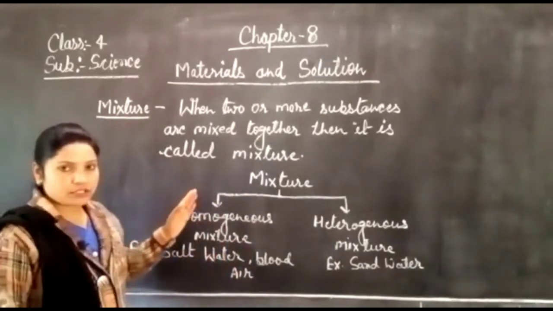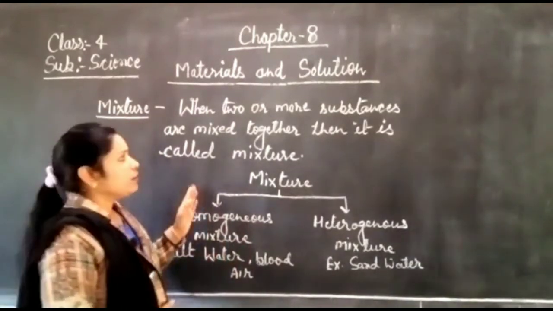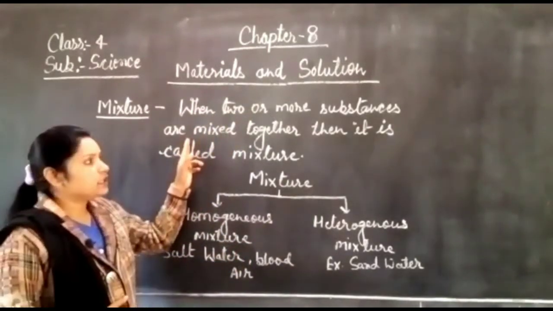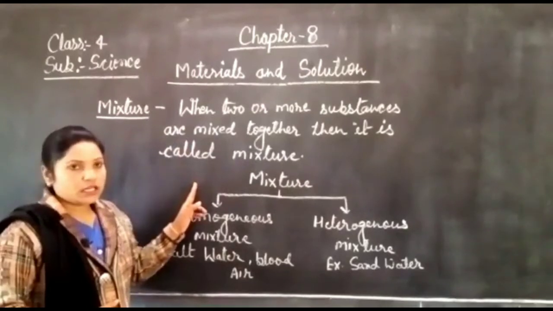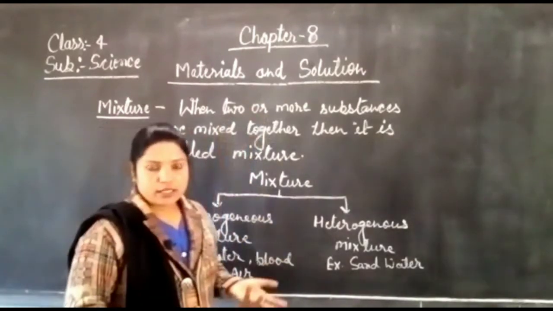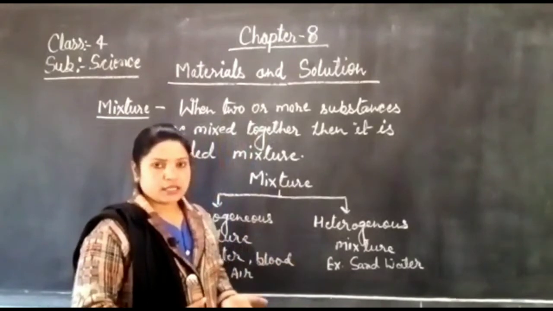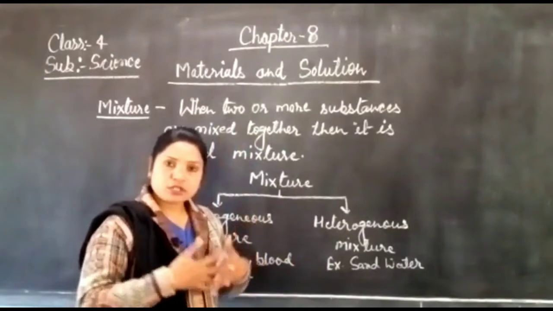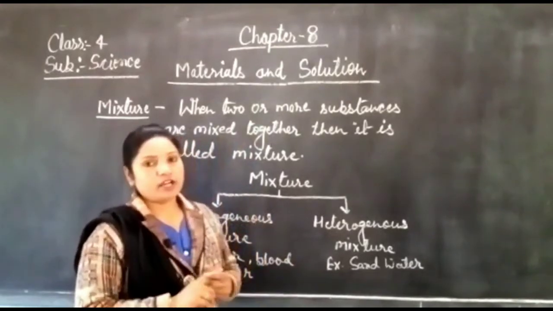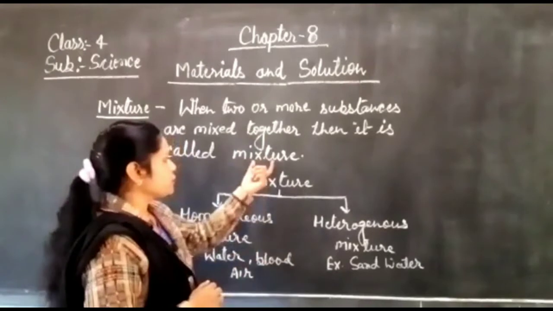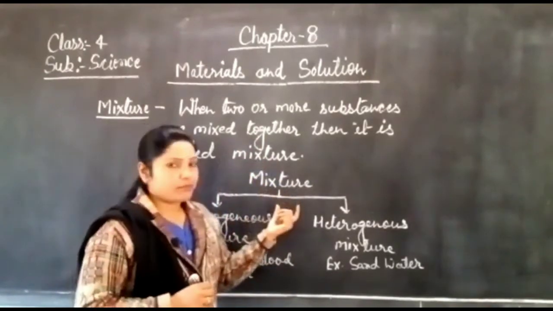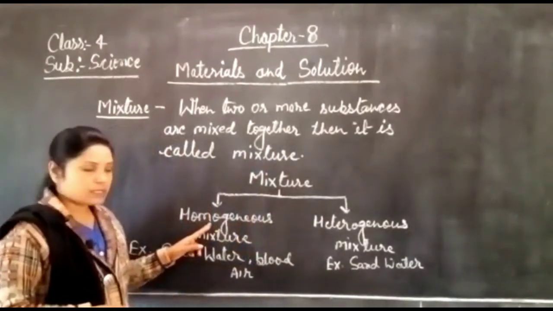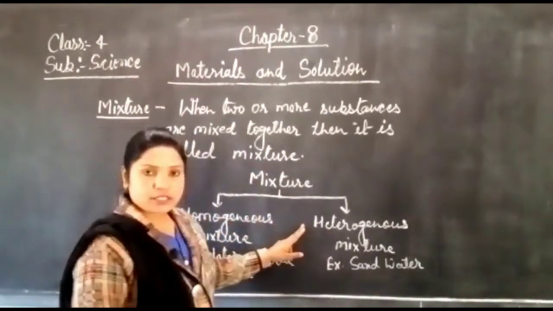So what do you mean by mixture? Mixtures are two or more substances mixed together. The substances may be solid, liquid or gases. When two or more substances are mixed together, but not in definite proportion, it is called a mixture. Mixtures can be divided into two types. First one is homogeneous mixture and the second one is heterogeneous mixture.